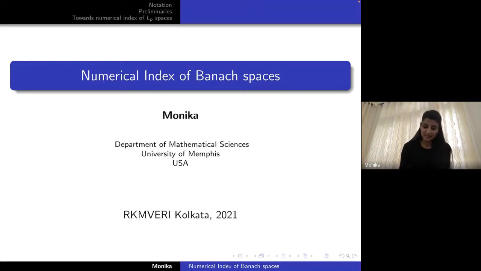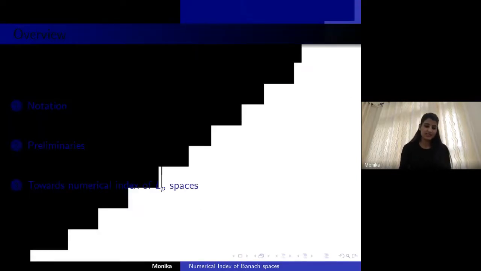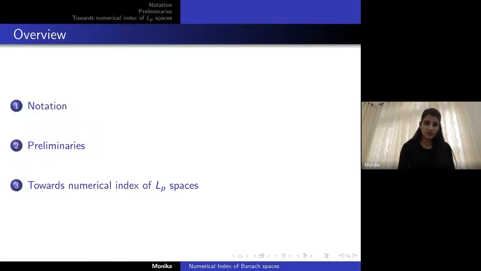So let's start. Let's see the overview of this talk. First we will see some notations we are going to use in this talk. Moving forward, we will see some preliminaries. And then towards the end of the talk, we will talk about the numerical index of LP spaces. Let me know if at any point you think I'm going slow or fast. So let's start with the notations.